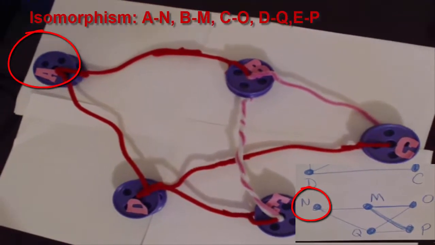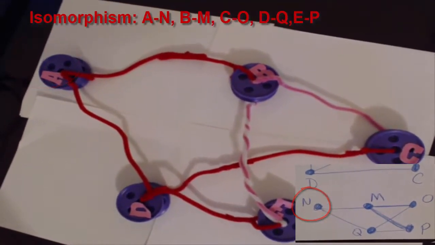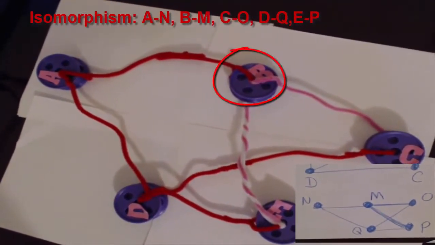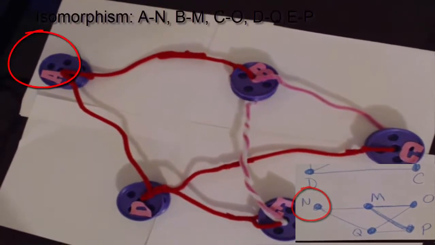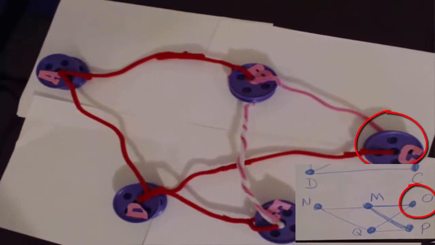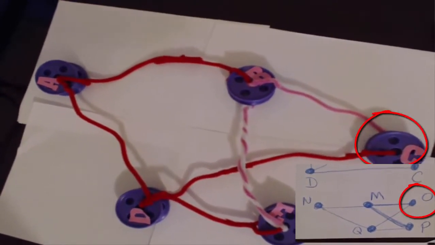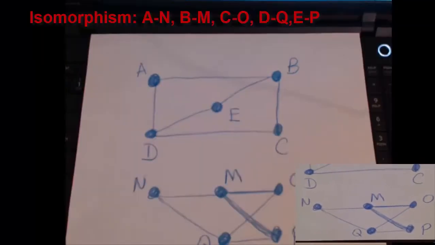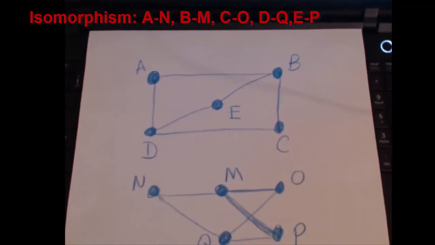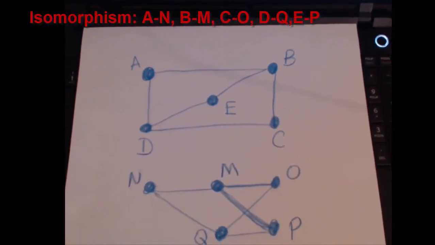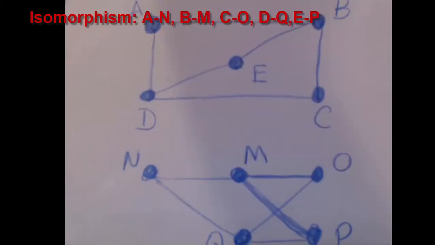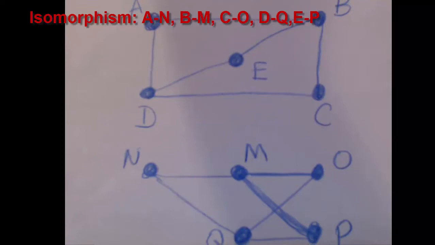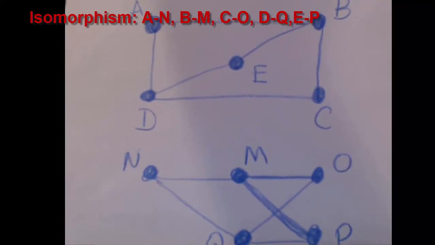So we've created an isomorphism where A and N match up, B with M, C with O, D with Q, and E with P. So it turns out that although these two shapes look quite a bit different, we were able to rearrange them and create an isomorphism. In graph theory terms, these are equivalent shapes.